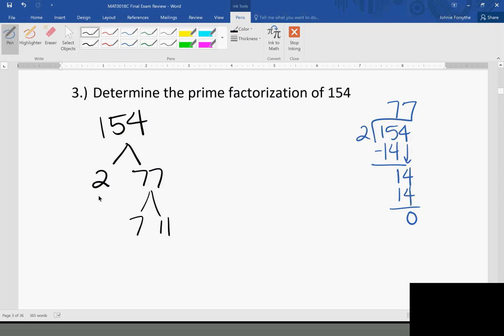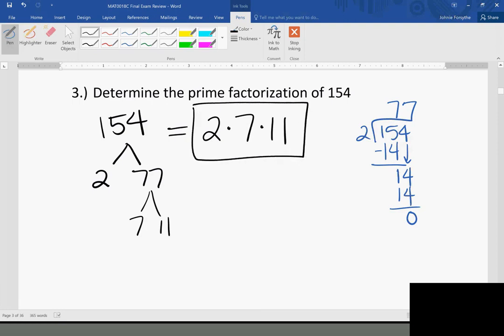And so what this tells us is that 2 times 7 times 11 will equal 154. And so this is our prime factorization of 154. Now notice it's a prime factorization because 2, 7, and 11 are all prime numbers.